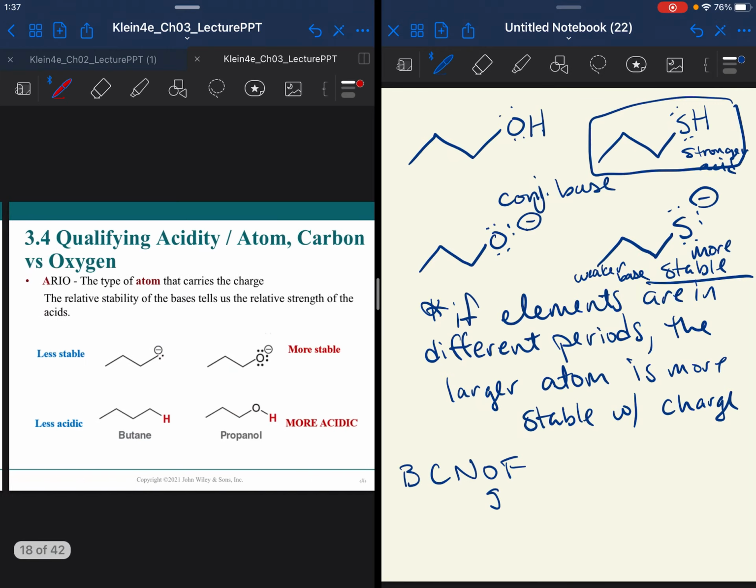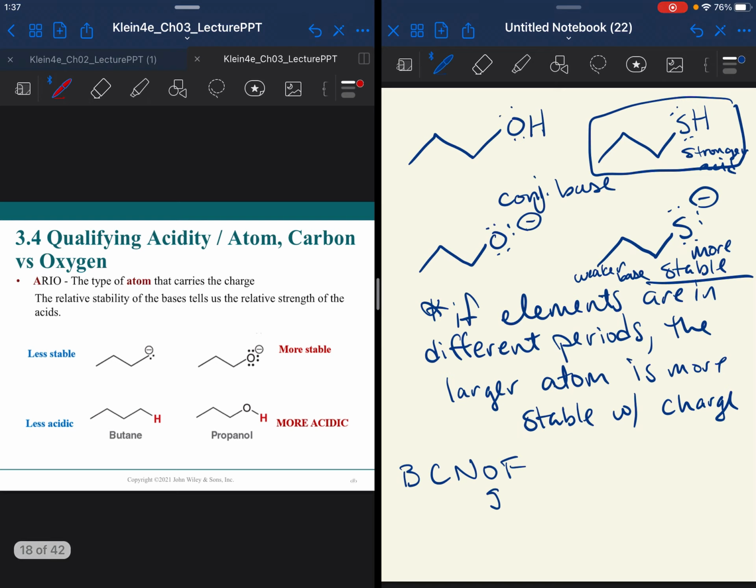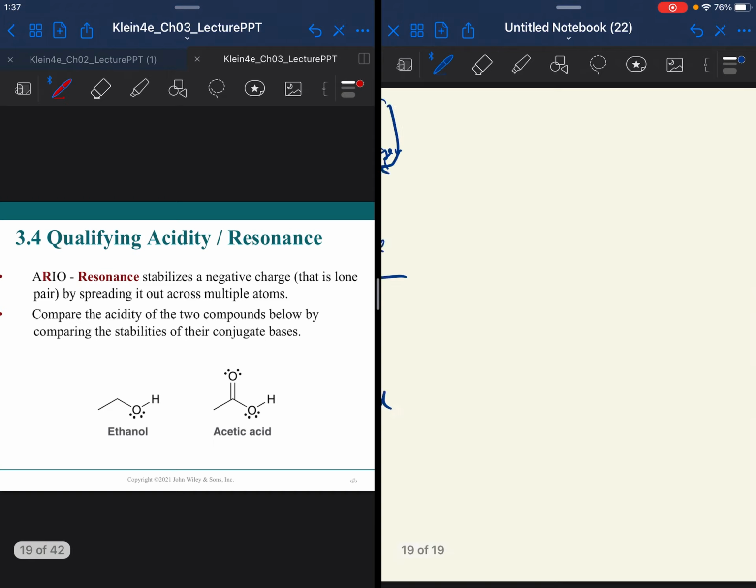Okay, but what happens if, and then this just ran through the decision that we made a few moments ago. But what if the charge happens to fall on the same element, right? This is where we're going to get into R for resonance. This is one of the reasons we talked about resonance so much in chapter 2.